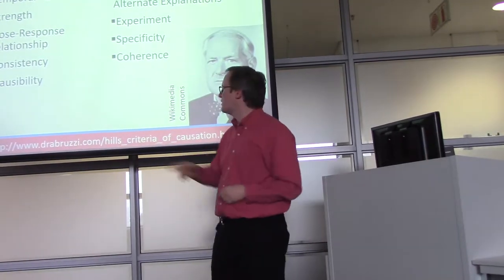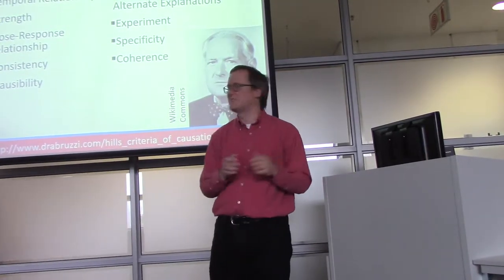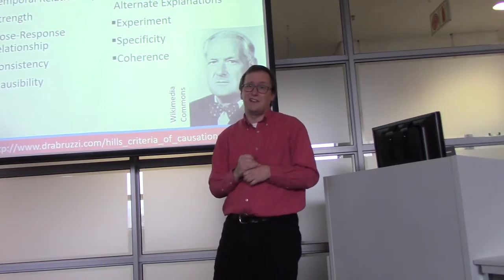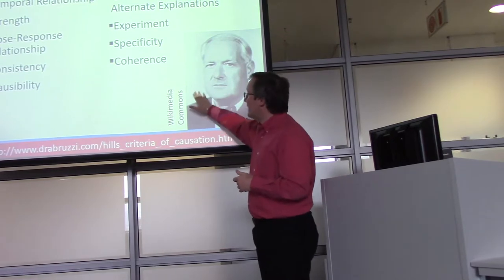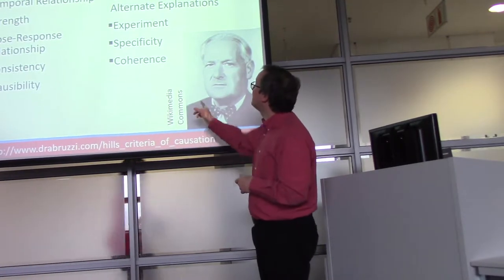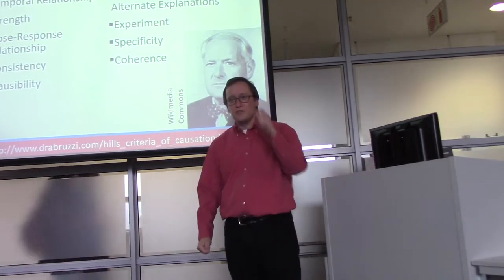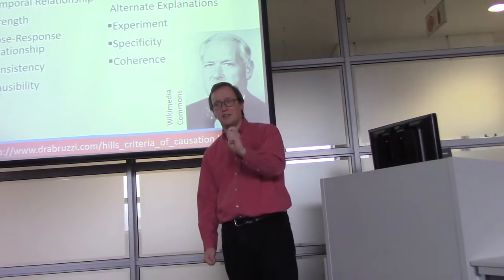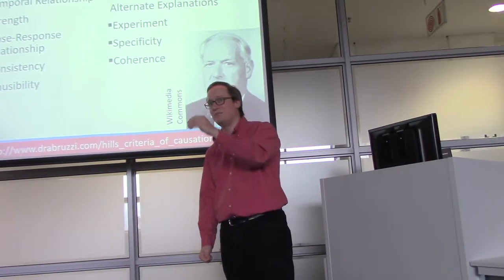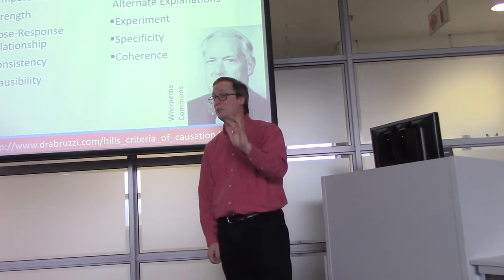Specificity. We've already talked about that in connection with consistency and coherence. Obviously it all has to hang together. So these are a lot of criteria, and Austin Bradford Hill put them together. Those are the things that give us the credibility to claim that A causes B. And correlation gets fouled up a lot.